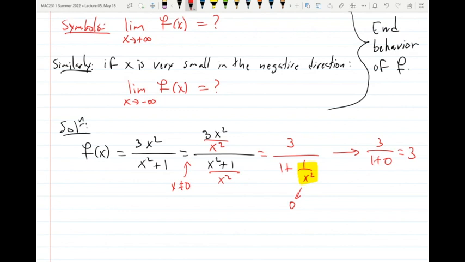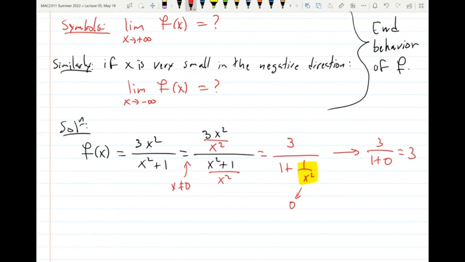Do you understand this? And this actually works for any rational function, because what you have on top and bottom are polynomials. You divide everything by the leading term, that is, by x to the degree of the denominator. You don't have to touch this guy. And then you can play this game.